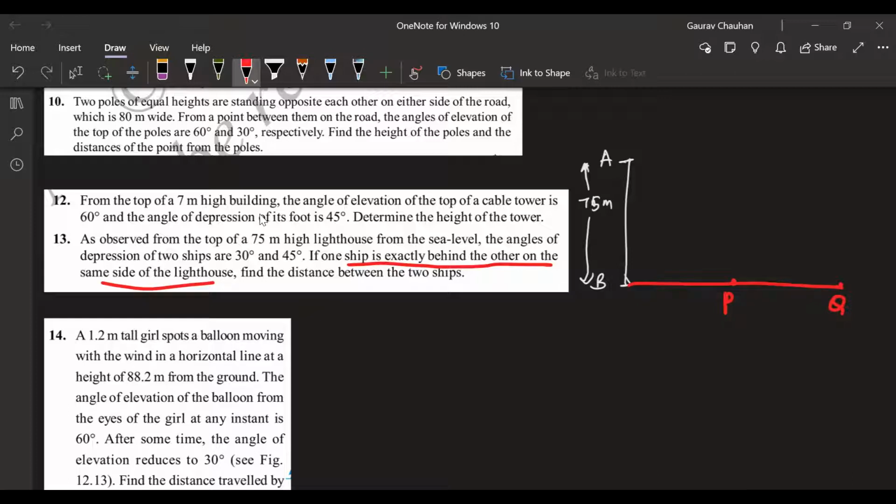So when you look from the tower, when you turn this side and look, you will see first P, and right behind it you will see Q. So what will happen? B, P, and Q will come on the same line.